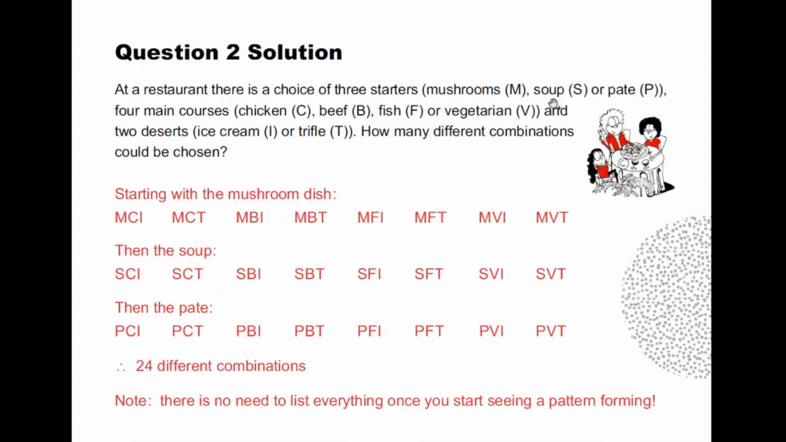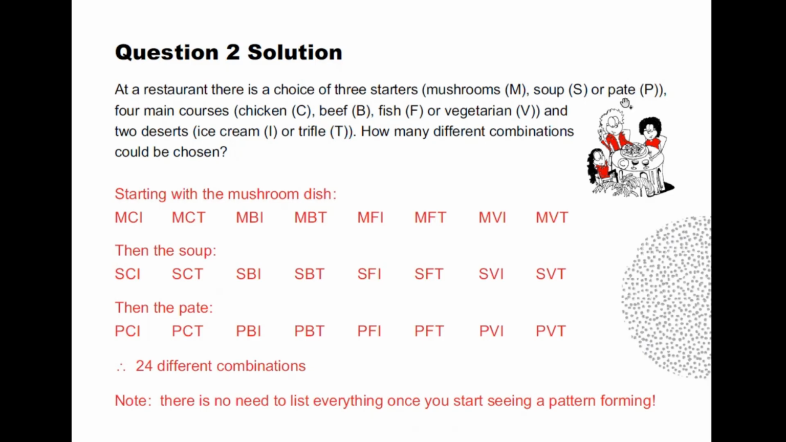But what about if you start with soup? Exactly the same process. Soup and chicken, there are 2 options. Soup and beef, 2 options. Soup and fish, 2 options. Soup and vegetarian, 2 options. So another 8 from the soup. What about with pate? Exactly the same thing.